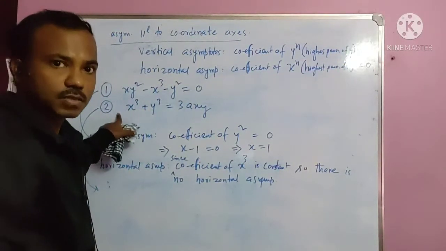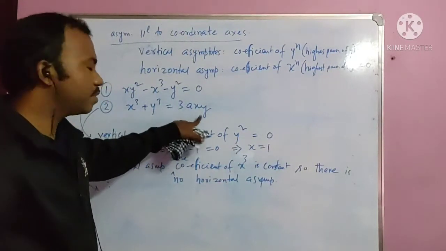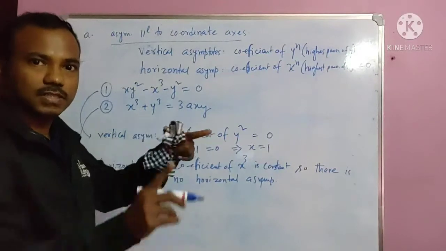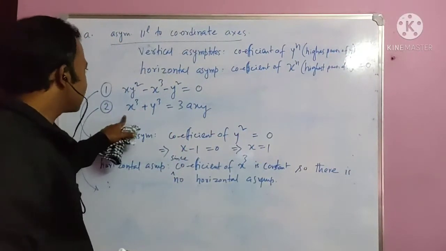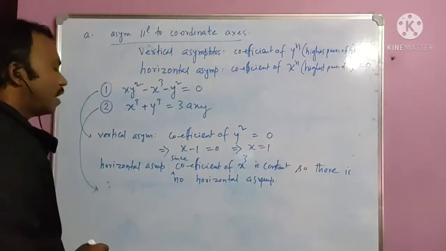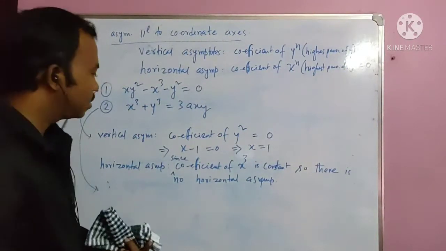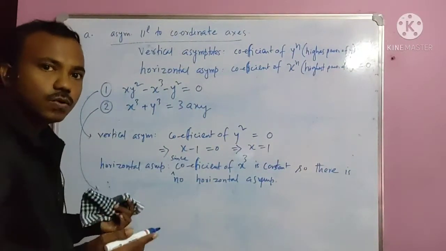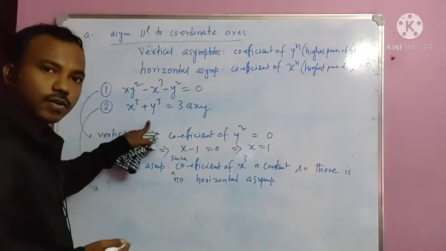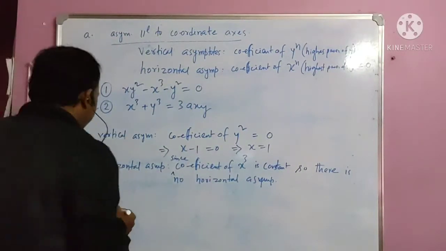The coefficient of x cube is constant, and the coefficient of y cube is constant, because here x and y have only 2 power, so this is the highest power. Since the coefficient of the highest power of x and the highest power of y is constant, we can say that there is no vertical or horizontal asymptotes for the curve 2.